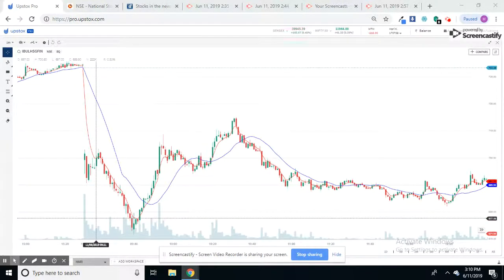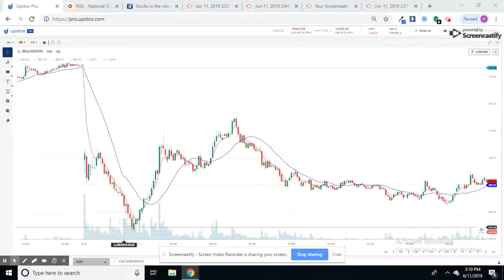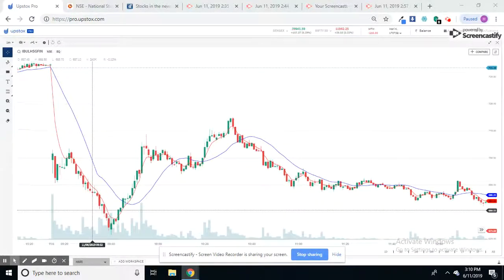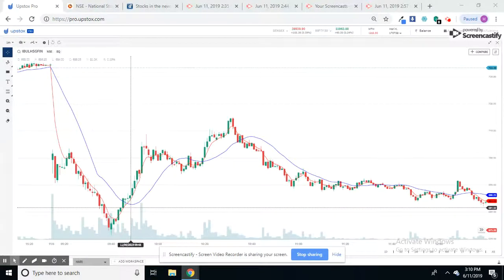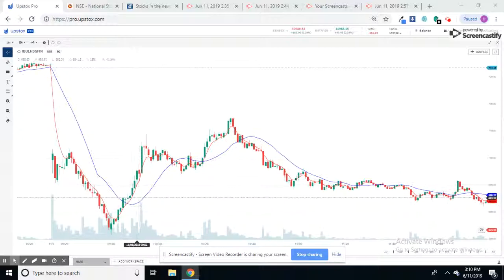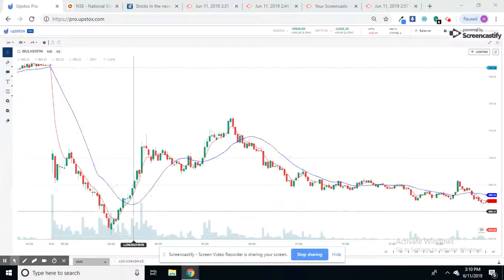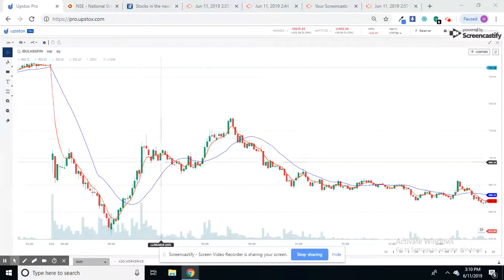Okay, so the strategy is that whenever the red line crosses above the blue line, you go for a buy position. So whenever there is a crossover, whenever the red line, that is the closer period moving average, crosses above the longer period moving average, you go for a buy position.